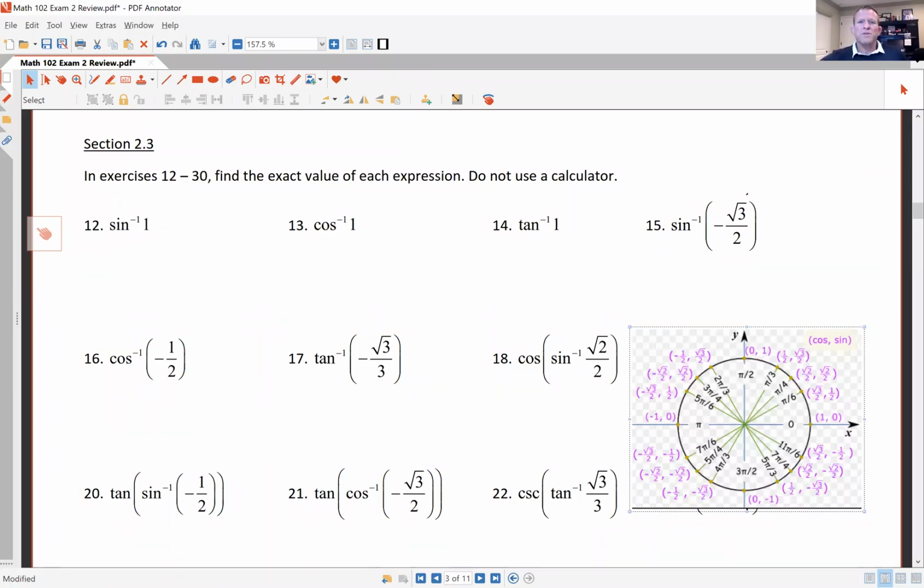This video covers the review for section 2.3, inverse trig functions. Find the exact value of each expression. Do not use a calculator. Inverse sine of 1.